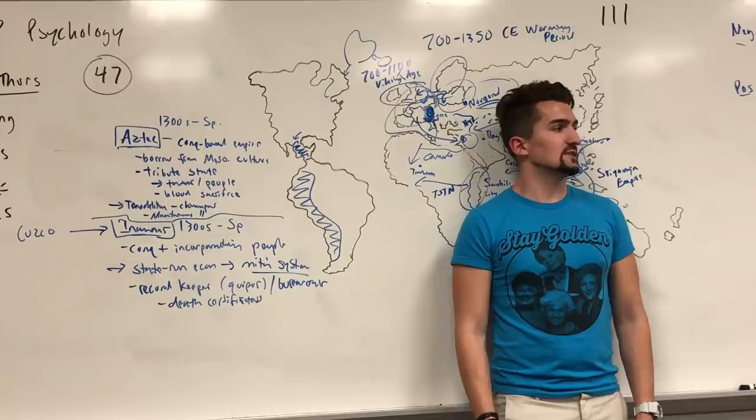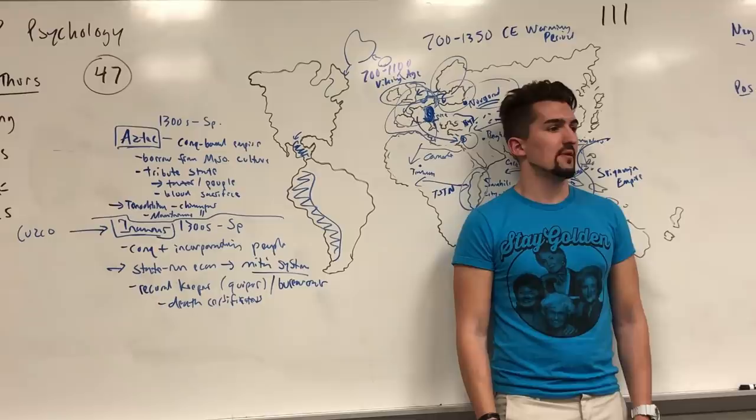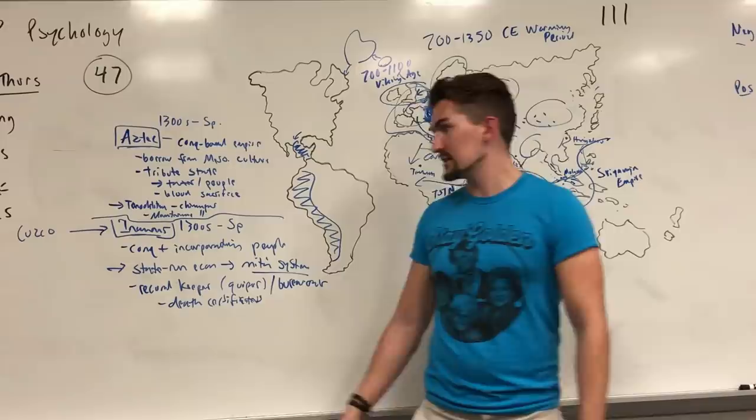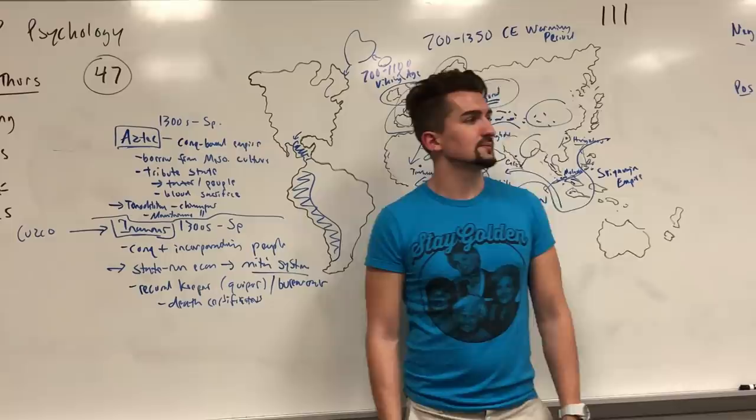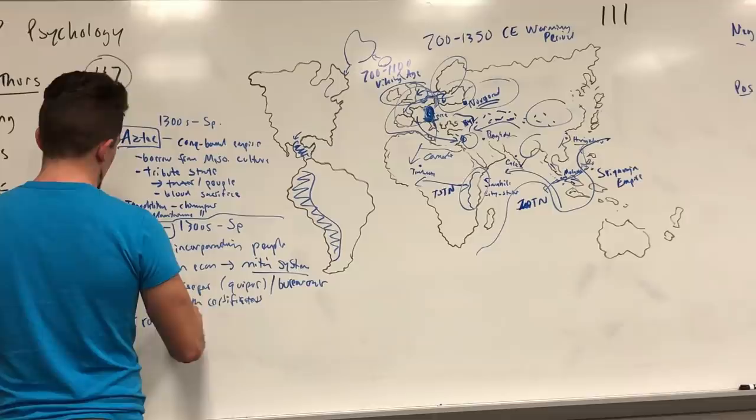And, of course, what's going to end their empire? The Spanish and disease, and also infighting with the other tribes they took over. Because, I mean, they expanded so much, man. Like, it's really hard to hold on to that. Did they have roads? Yes. They did. Yep, they had roads, too. Roads and governor-like officials.